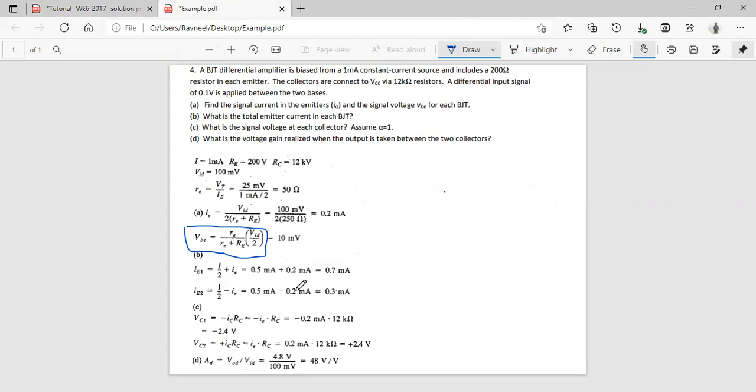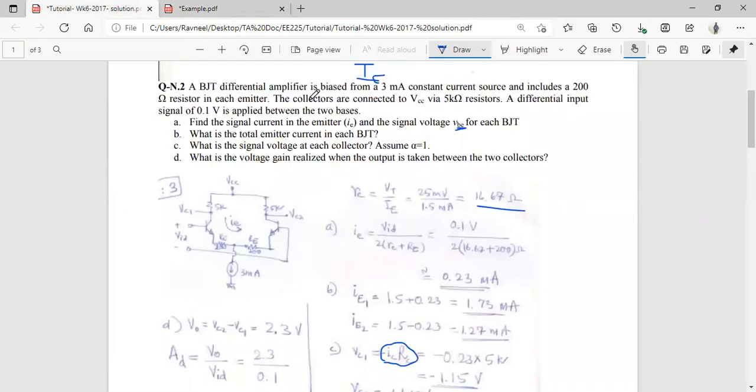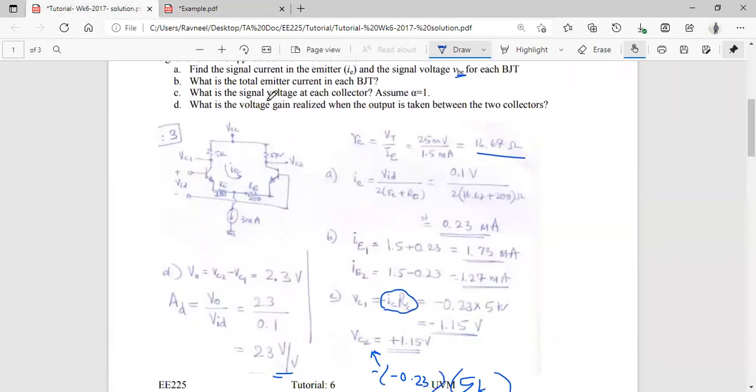The solution is given over here. You can follow through, right? So likewise, we move on to part B of this particular question. It says, what is the total emitter current in each BJT?